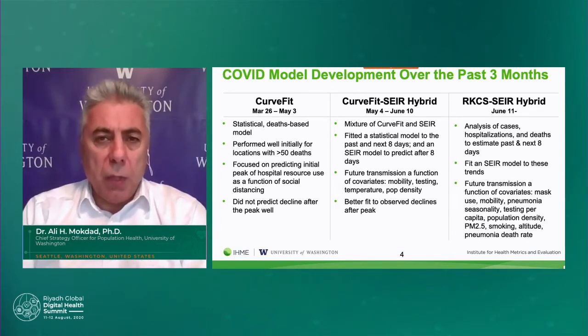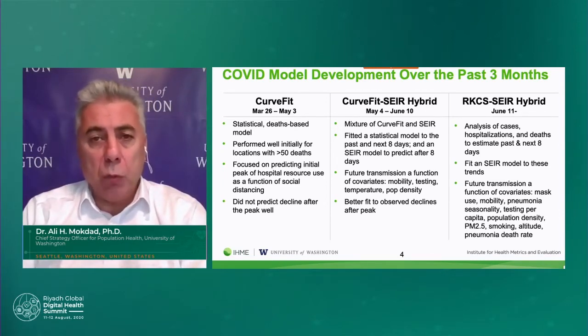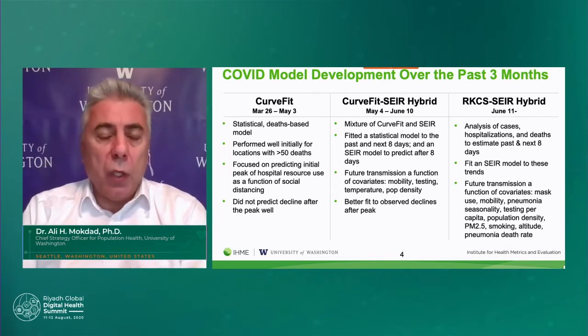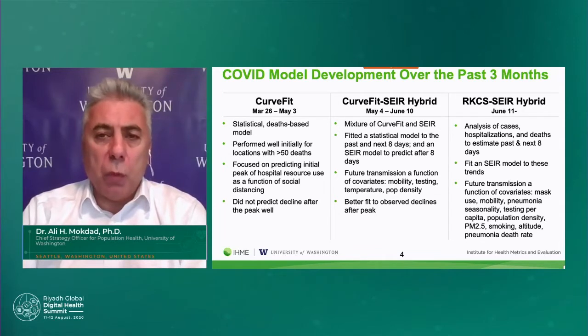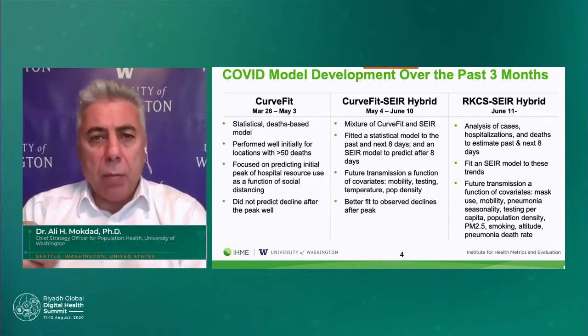And the reason at IHME we didn't start with a SEIR (susceptible, exposed, infected, infectious, and removed) is that early on we didn't know for many parts of the world how many people were being infected and how many people were susceptible, because of lack of testing early on. And now in the third version of our model, we're doing a random knot combination spline as a hybrid model with SEIR.